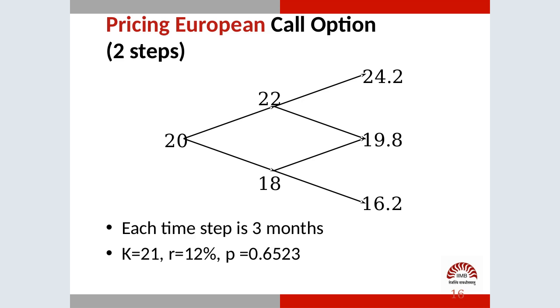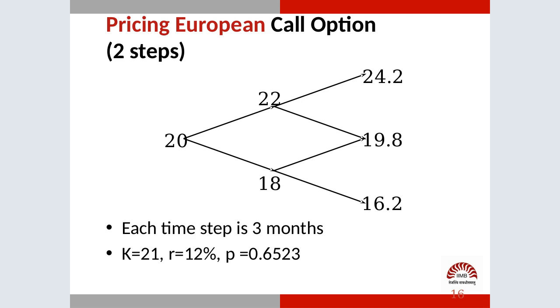Therefore, if I'm at 22 and go up 10%, I go to 24.2. If I go down, I go down to 19.8. Similarly, when I went down to 18, I can again go up or go down. If I go up 10%, I go to 19.8. And if I go down, I go down to 16.2.